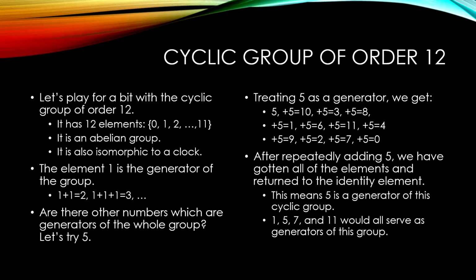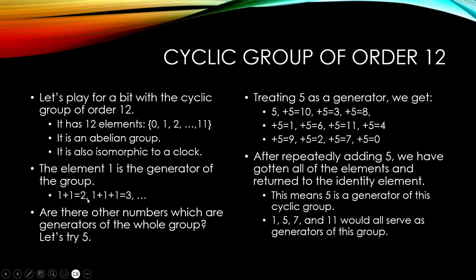It has 12 elements, 0, 1, 2, all the way through 11. We know it's an abelian group. It's also isomorphic to a clock. If we think about it, the 0 would correspond to the 12 on a clock, and then the 1 through 11 would correspond to the 1 through 11 on a clock, and this would be the rotations on a clock. This is also a cyclic group with a generator of 1.